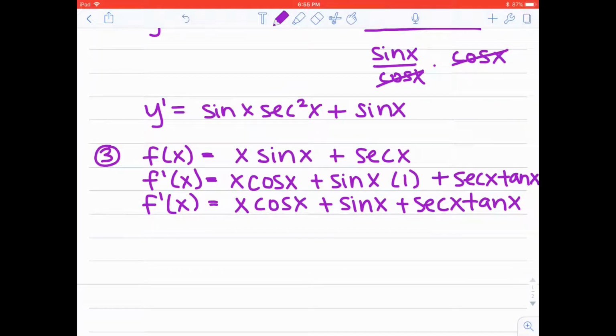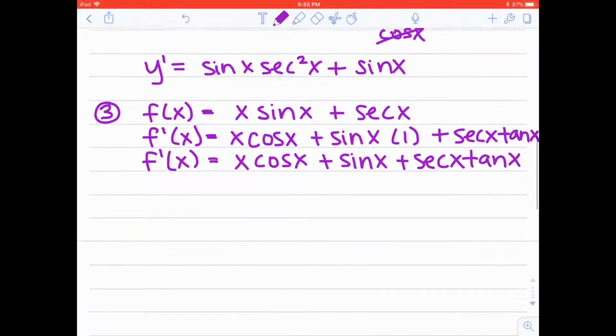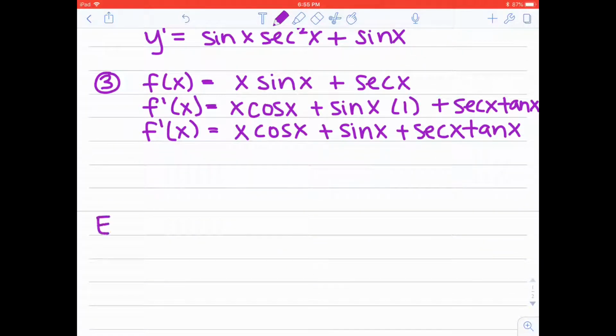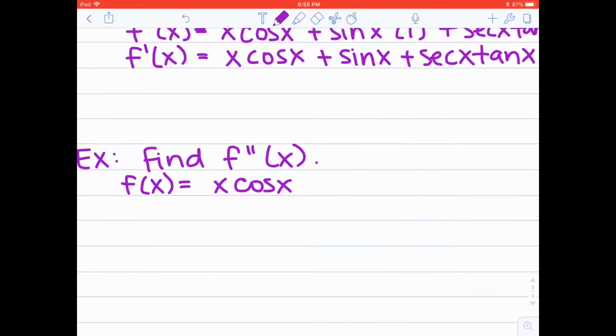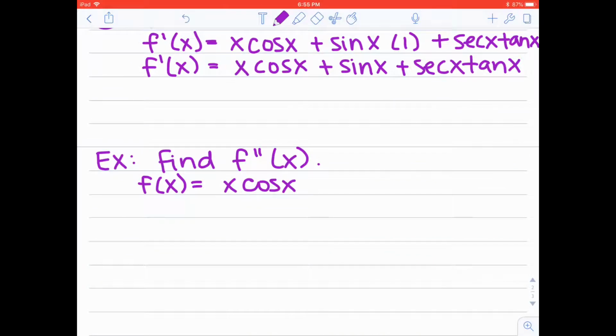All right, we're going to do another type of example. Actually, I'm at the end of the page, let me go to the next one. For this example, we are going to find the second derivative. So the original function is x times cos x. As you can see in this problem, we have a product rule. So I'm going to go ahead and find the derivative of that using the product rule.